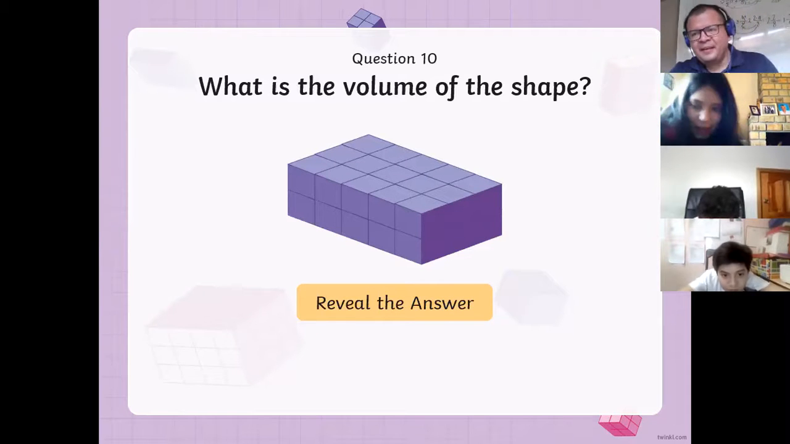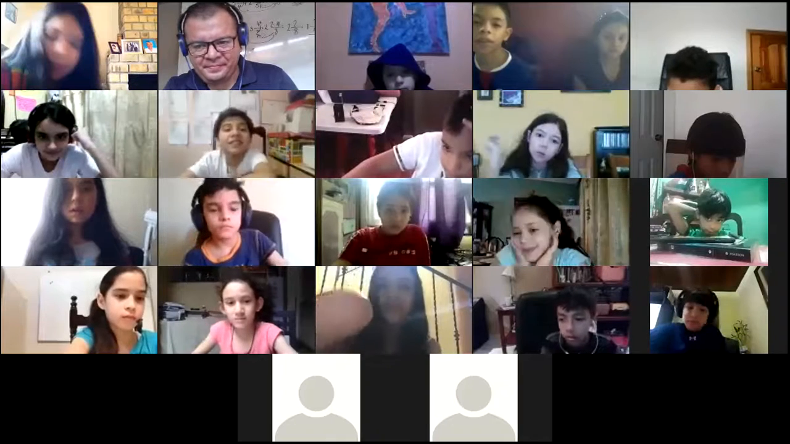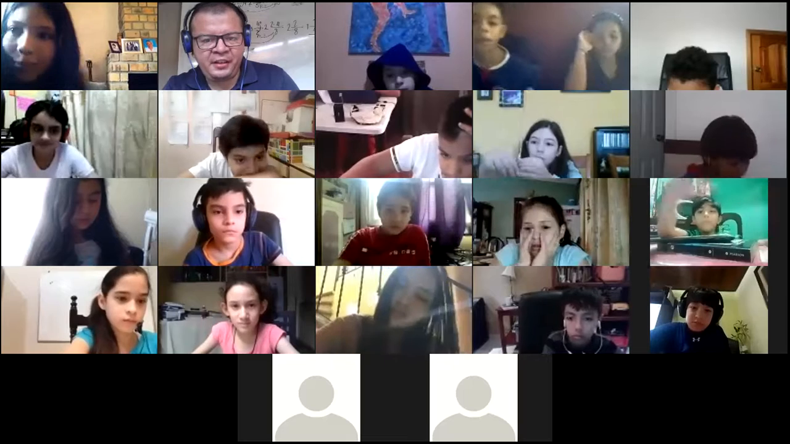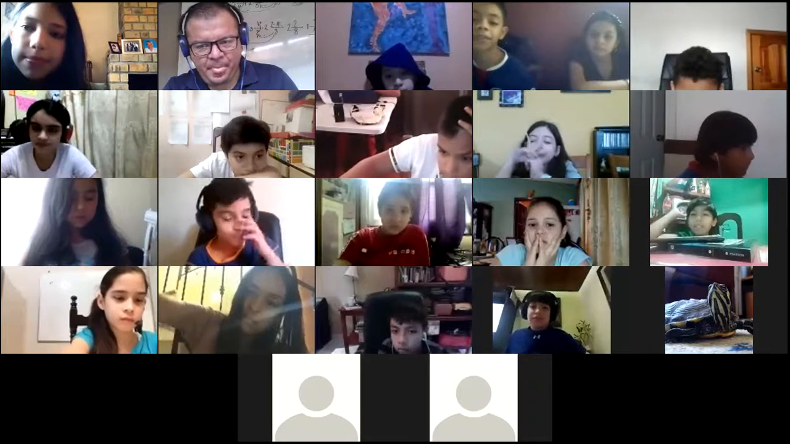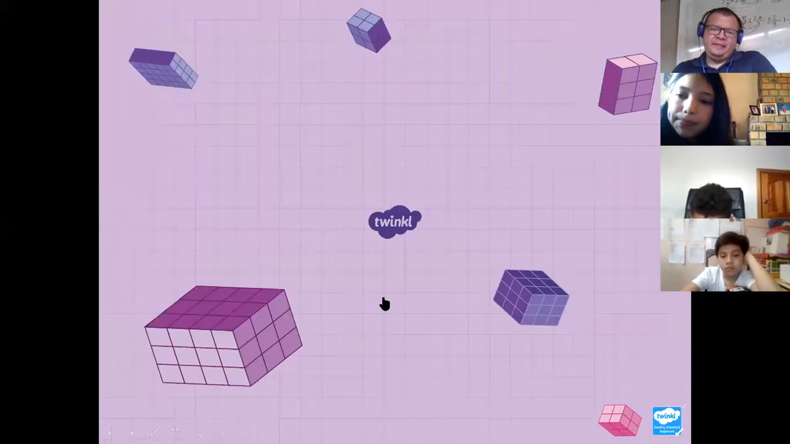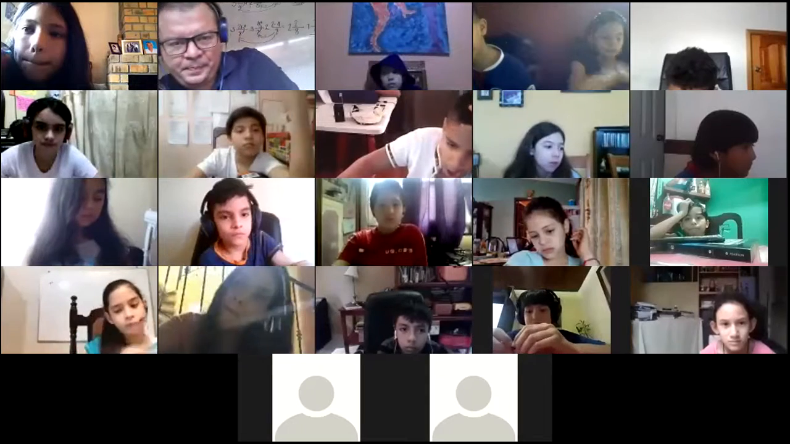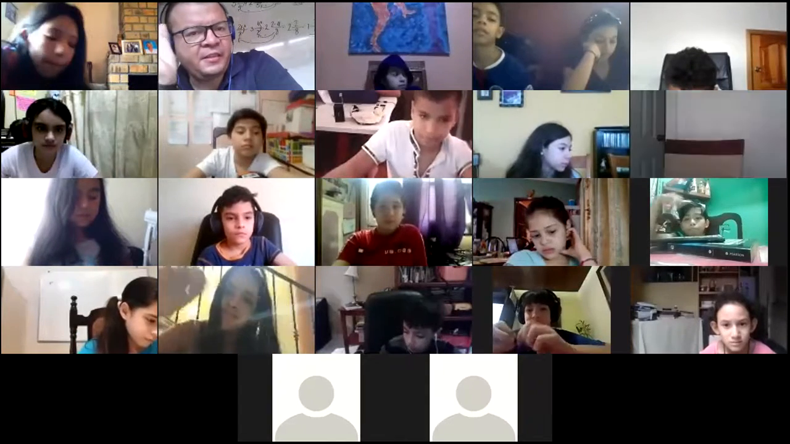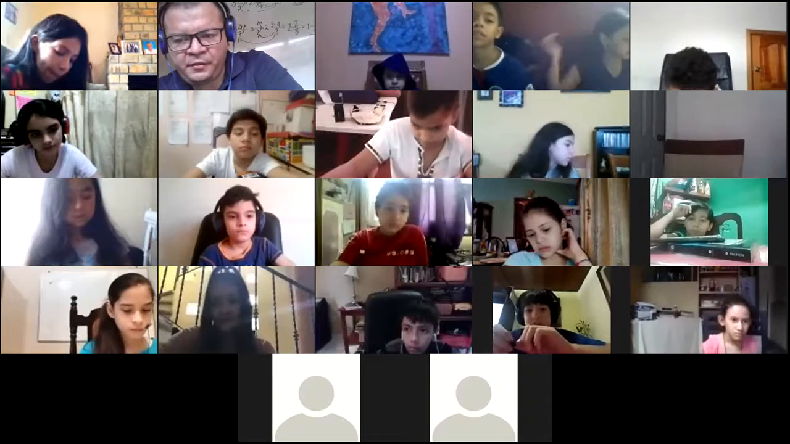Say it, don't write it. It's 30. The people who wrote 15, come on, multiply. It's 30 cubic units. You can see this one in Twinkl. If you see, it's very easy to find the volume of a shape.